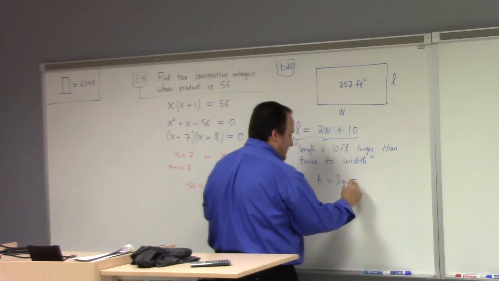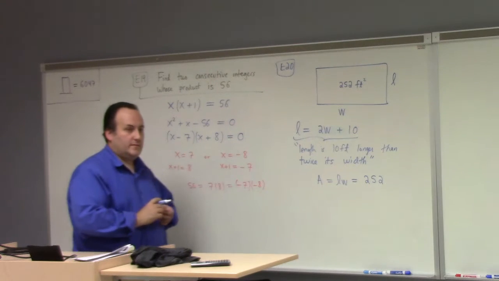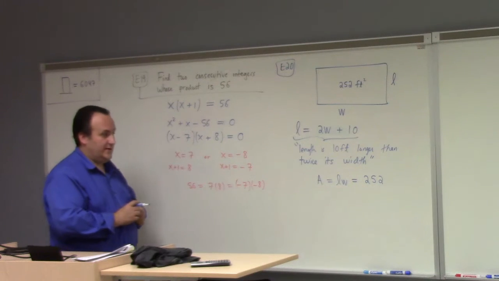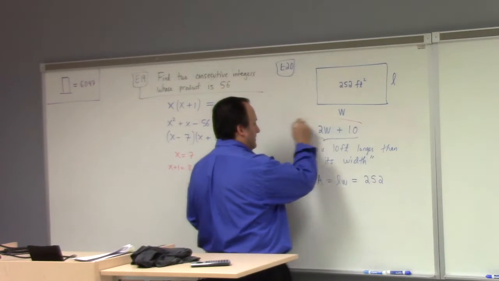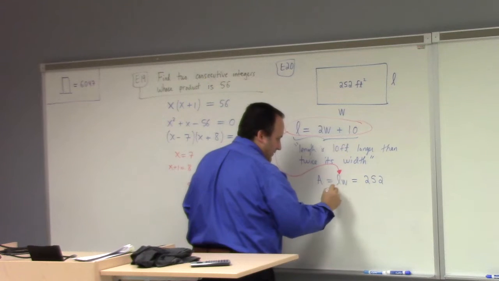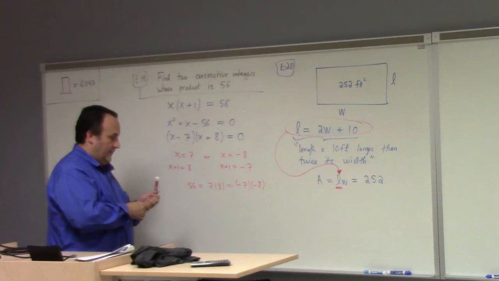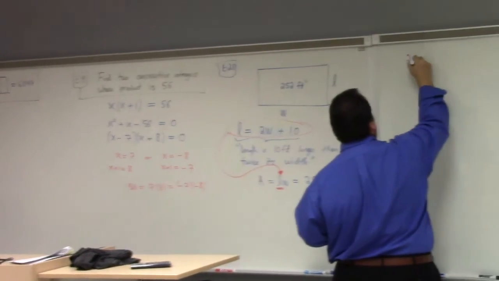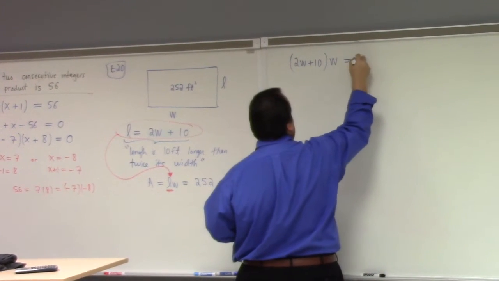We also know that that's equal to, in this problem, 252. But what do we know? Oh, we know that L is 2W plus 10, right? So I can substitute this right here, right, in to eliminate this L right here. I'm going to keep writing it over here. So what we have is 2W plus 10 times W equals 252.